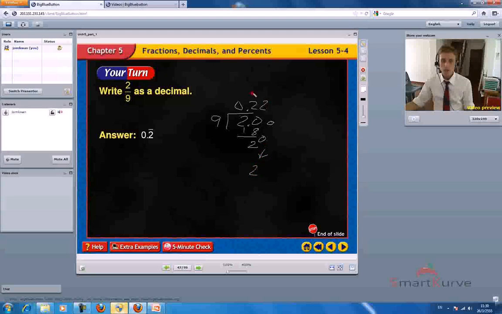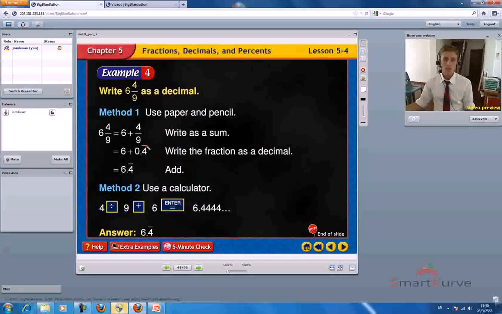Write 2 divided by 9 as a decimal. Divide it. 9 goes into 2 0 times. Goes in 2 times. Remainder 2. It's going to continue on like this. It will always have a remainder of 2, so we put a line over the top, over the first one, 0.2. That means that the number will continue on with a 2.